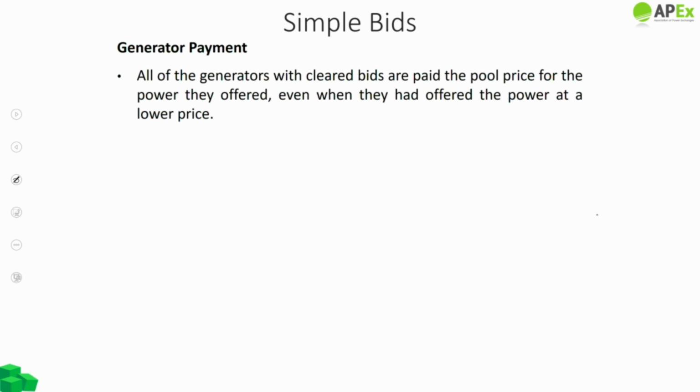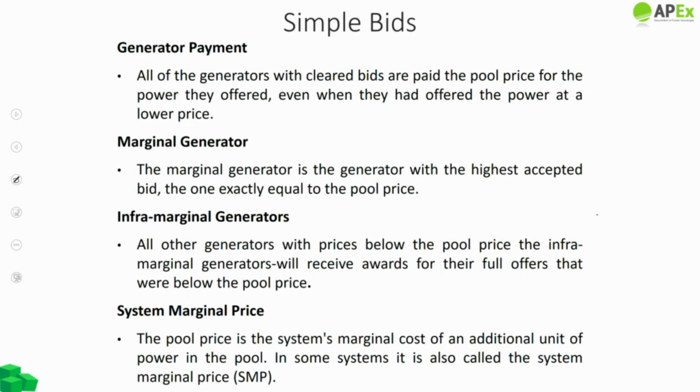As I said earlier, in a pure gross pool, as other variations also exist, the generators with cleared bids are paid the pool price for their generation award, even if they had offered a lower price. This is called the pay as cleared mechanism, in which everyone is paid the same clearing price and the demand also pays the same price to the pool. We already discussed these commonly used terminologies in our previous submodule that we will use in this part as well, and here is a quick recap.